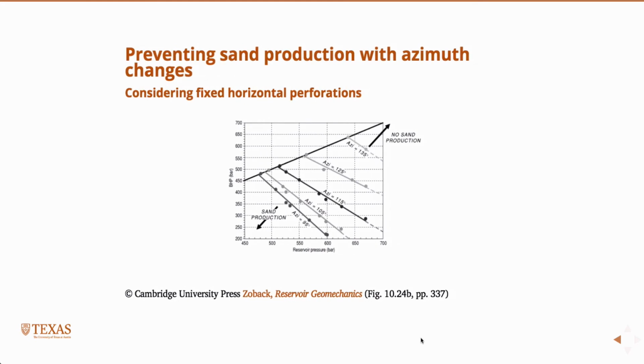So those were only looking at deviated wells. This is more of the same thing, also looking at the azimuth of drilling, right? Bottom hole pressure versus reservoir pressure for different azimuths of drilling. So up here, no sand production. Down there, you'd expect sand production. So these are all things you consider.